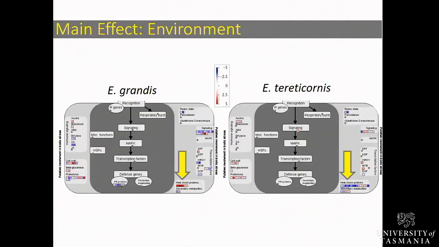So this is my gene ontology analysis, just a MAP-MEM output. There's lots of interesting stuff going on here, but I'm just going to show you the heat shock proteins, which are down here. There are lots of heat shock proteins involved in both species, more so in Tereticornis when you think about the environment, less so in E. grandis.